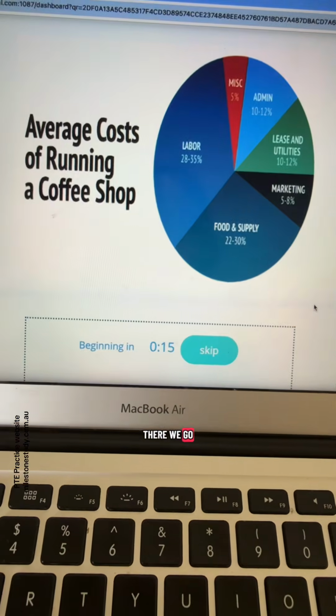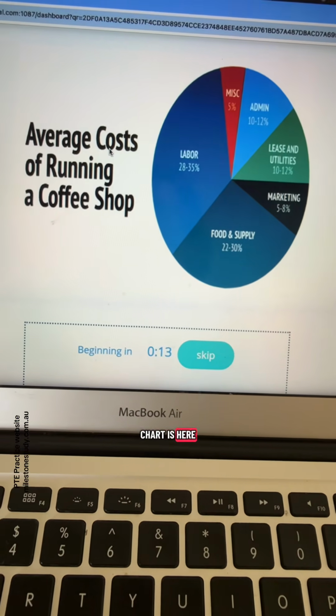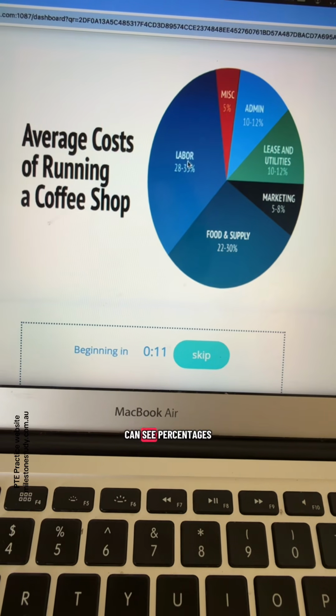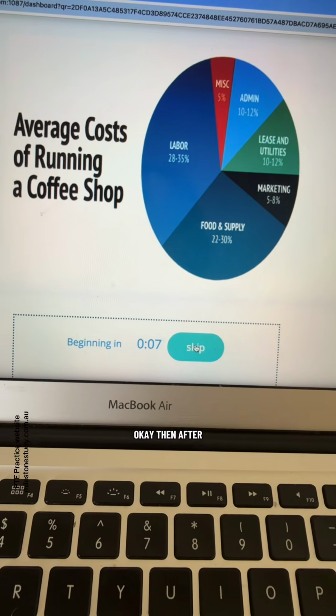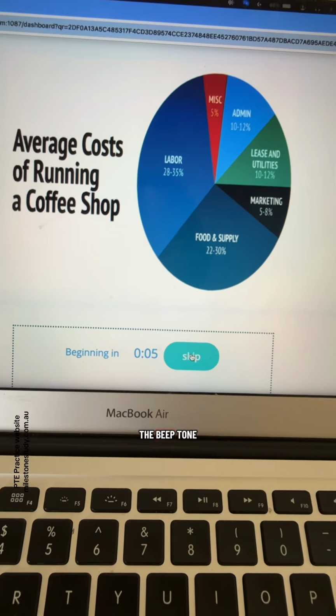There we go. Okay, so my pie chart is here, the heading is here, and I can see percentages very clearly. Okay, then after the beep tone, I can speak.